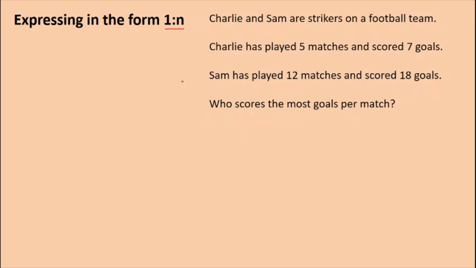So first of all, Charlie, who has played 5 and scored 7, if we express that in the form of 1 to n, we get for every 1 match played, Charlie will score 1.4 goals. Now obviously you can't score 1.4 goals, but that's his average.